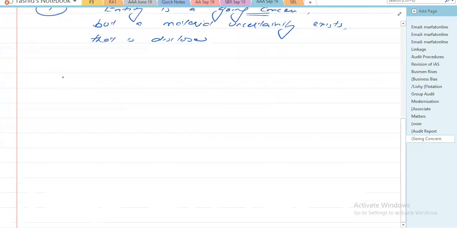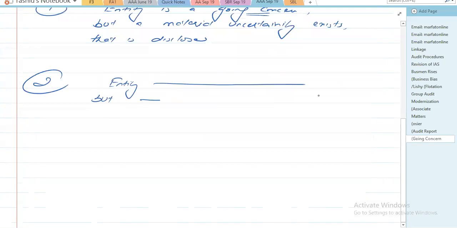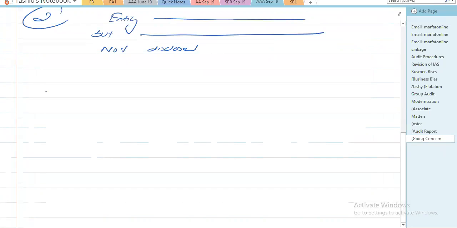Now, number two is the entity is a going concern, but a material uncertainty exists and is not disclosed. The third thing is the assumption is inappropriate. Like they are not a going concern, but still they have made the financial statements on the going concern basis. Assumption is inappropriate.